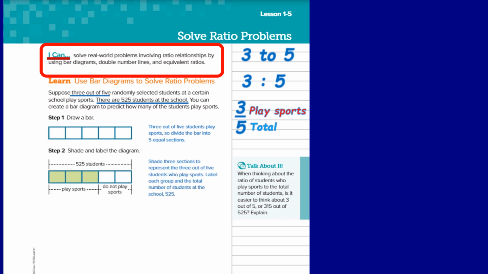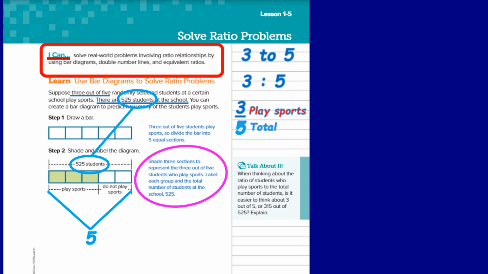So if I have 3 out of 5, then that's what this diagram is showing you. I take the bar for the total number of students, I divide it into 5 equal groups, but I'm going to focus in on just the 3 groups that play sports. So I get all of that information just from reading those word problems. And if you need to have the visual, then please, by all means, have the visual.